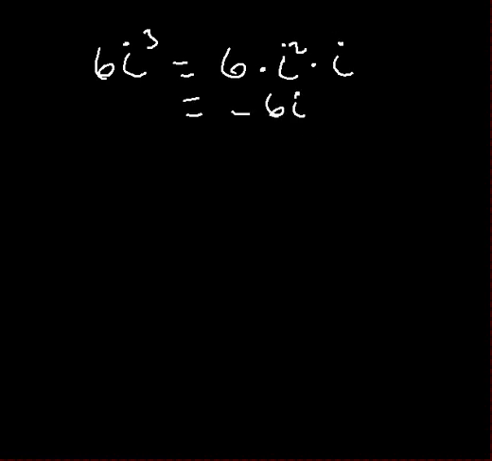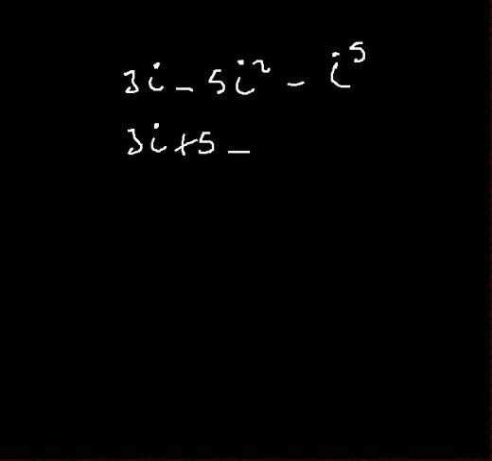And what if we have a case like this? Let's say we have 6i to the power 3. How do you think we start to simplify this? This is the same as 6 times i to the power 2 and times i, of which that is the same as negative 6i. That is the same as that.